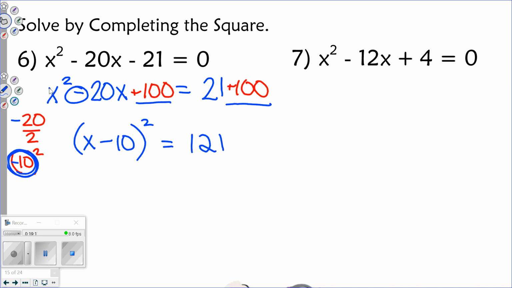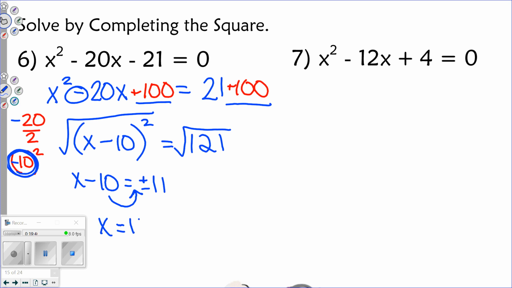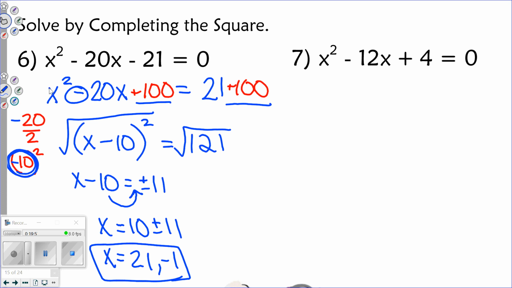And now this is what we did yesterday. Take the square root. So x minus 10 equals, thank you, plus or minus 11. Again, for those of you that weren't here, if I take the square root, the plus minus attaches to it. Okay? And then we have to get x by itself. So 10 plus or minus 11. Are those like terms? Yeah. Because 10 plus 11 is 21, and 10 minus 11 is negative 1. So those are my two answers.